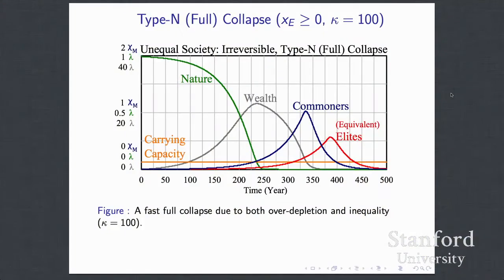So, back to these collapses. Is there any hope in an unequal society? Because we know that inequality is essentially a nature of a social system. So, can we reach sustainability in an unequal society? Any thoughts?